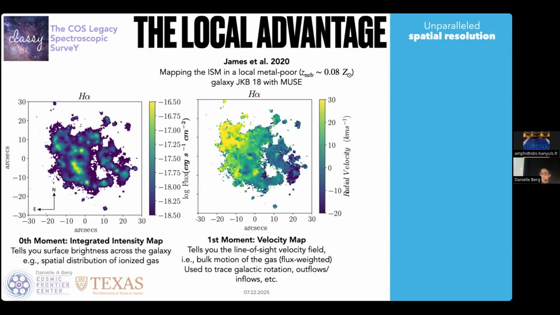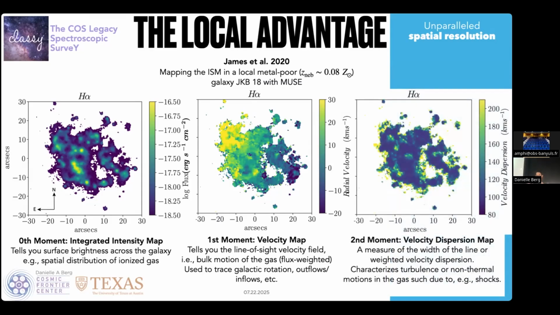Then you can also start to look at the velocity dispersion of your gas. You can start to look at the line width and how that changes across your galaxy. And so this is going to start to tell you about anything that brought non-thermal motions in your gas, shocks that you're seeing spreading throughout. And so we can get a ton of information.